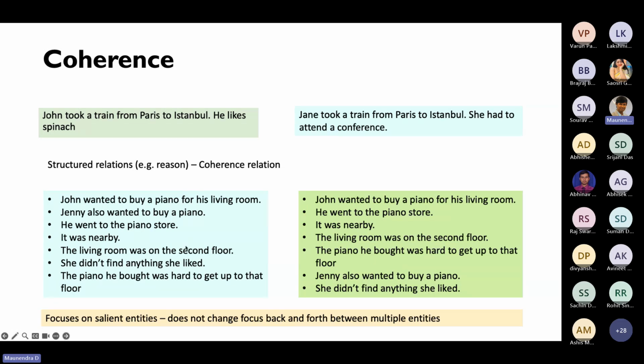But for the first one, it kept jumping from here and there, as some of you mentioned. That's why it appeared very jumbled. So I'm talking about John, then piano, then Jenny, then "he", which I believe is referring to John. Then we're talking about the store, then the living room, and again we're coming back to Jenny, and there is no connection between these. And then again we are talking about the second floor of the house. So things were going in a haphazard manner, with back and forth mentions.